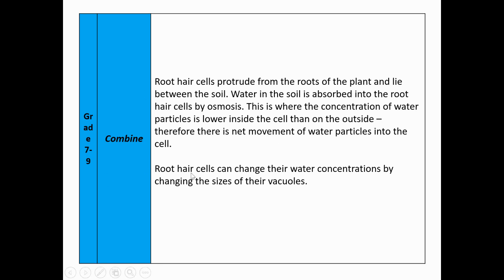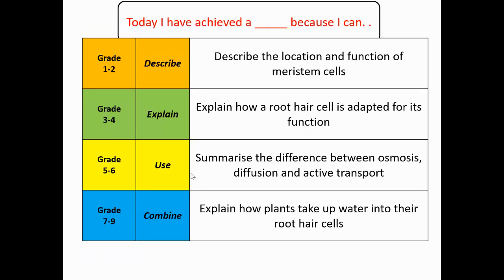An extra bit of detail is that root hair cells can change their water concentrations by changing the size of their vacuoles. You could have said by moving the water out of the cells and therefore maintaining this concentration gradient. Okay, thank you very much.